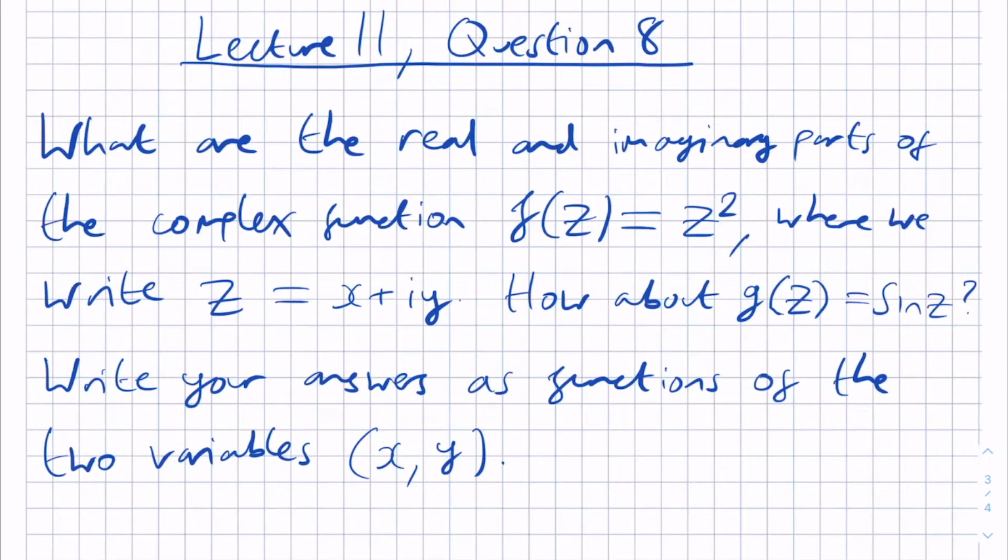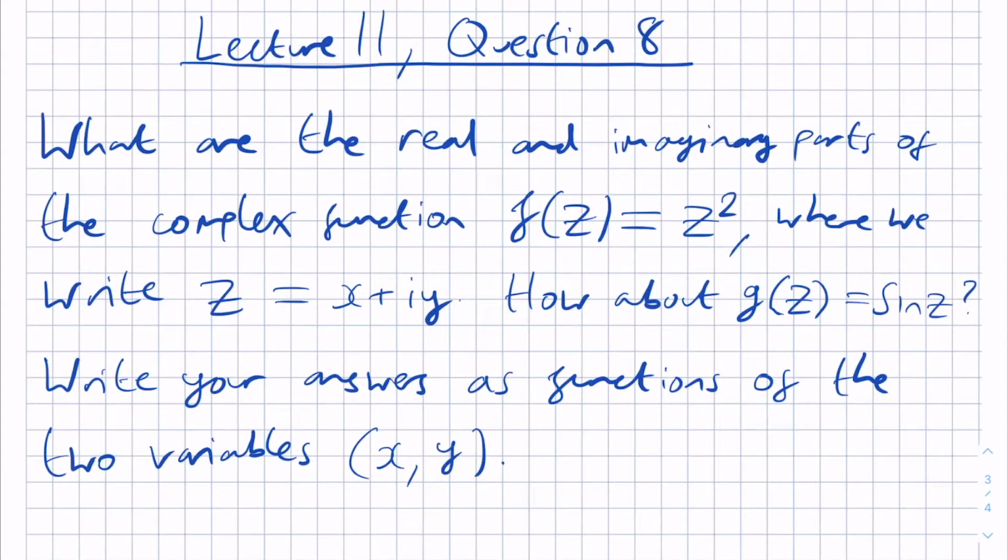The question says, what are the real and imaginary parts of the complex function f of z equals z squared, where we write z equals x plus iy, so that the real part of z is x and the imaginary part is y. How about doing the same for g of z equals sine of z? You might not have seen the sine of a complex number before. It asks us to write our answers as functions of the two variables x and y.